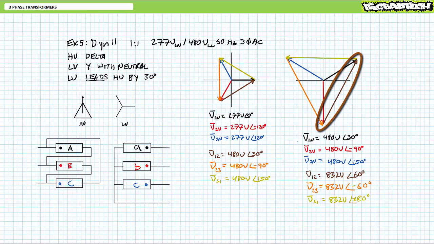Line 1 with reference to 2, at the low voltage secondary, will have a value of roughly 832 volts at an angle of 60 degrees. Line 2 with reference to line 3 will have a value of roughly 832 volts at an angle of negative 60 degrees. And line 3 with reference to line 1 will have a value of roughly 832 volts at an angle of positive or negative 180. This goes to show you, even though you're using a 1-to-1 transformer, and even though this is called the low voltage side, connection can influence phase shifts such that resultant voltages are substantially amplified.